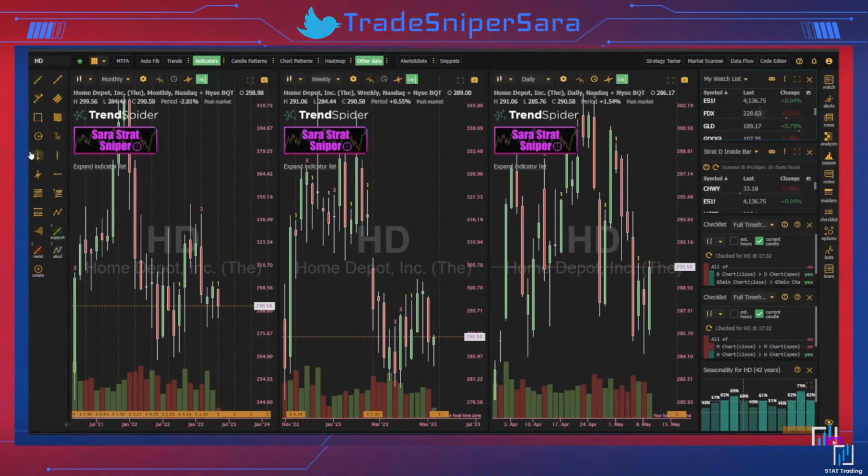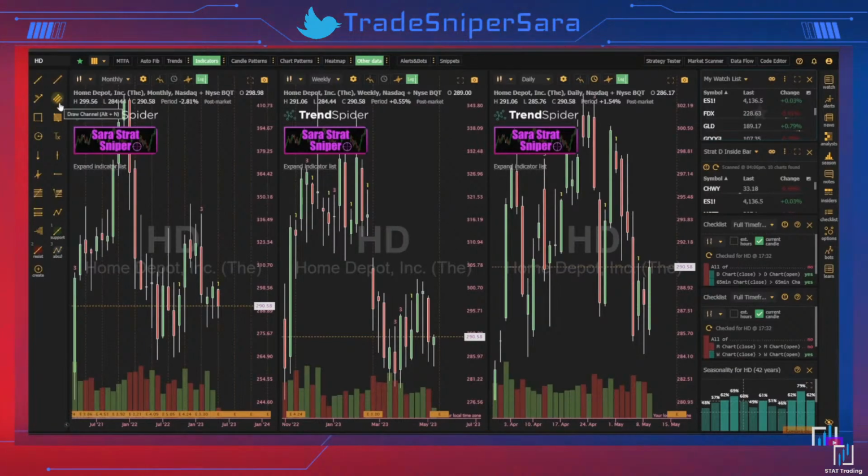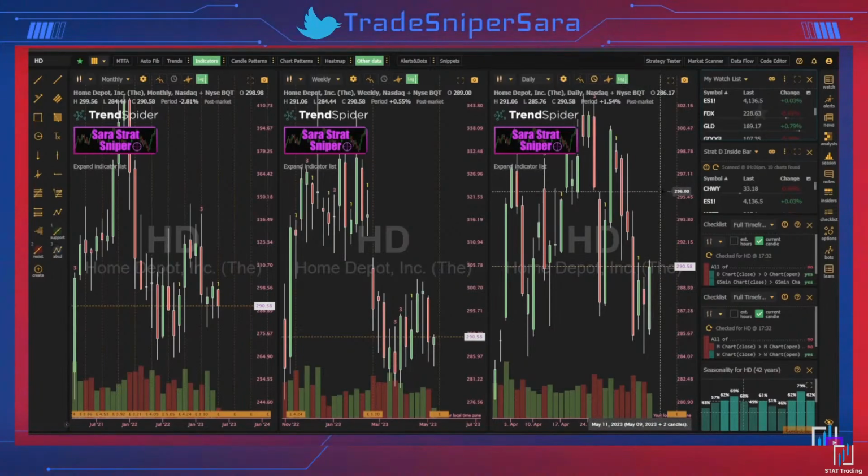Of course, here's your drawing tools over here. Play around with those. They'll say what they are if you hover your mouse over them. You can add after hours or pre-market. So yeah, that's about all I know for TrendSpider. Hope this was a little helpful.